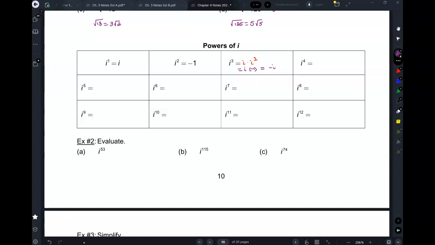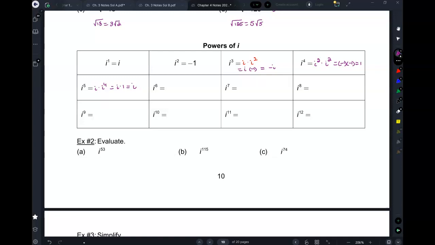Now, i to the 4, let's split it up, is i squared times i squared. What's i squared? Negative 1 times negative 1, and that's 1. So now, i to the 5th, this is i times i to the 4. How much is that? i times 1, i. Look, i to the 4 is 1, so this is i.